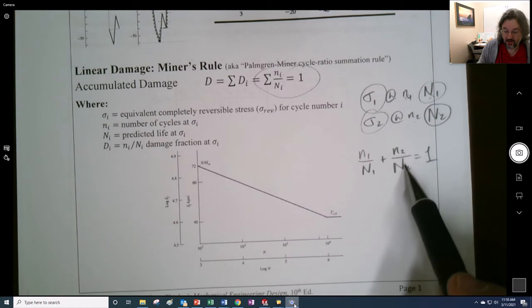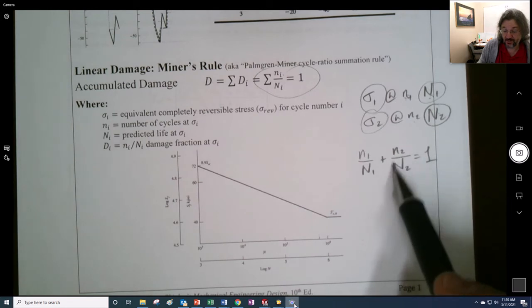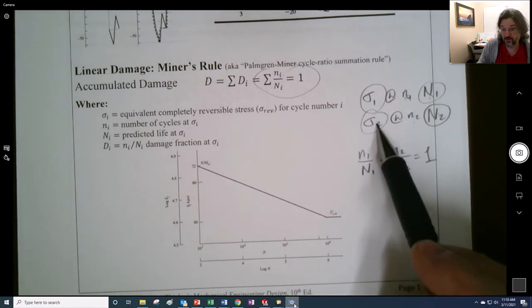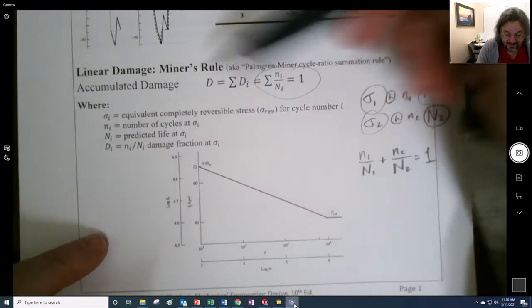And then we're going to say, well, okay, if we want to find out how many cycles this thing's going to live, we found out how many it could have lived if it only experienced stress 2 right here. So that's the idea of Miner's rule.